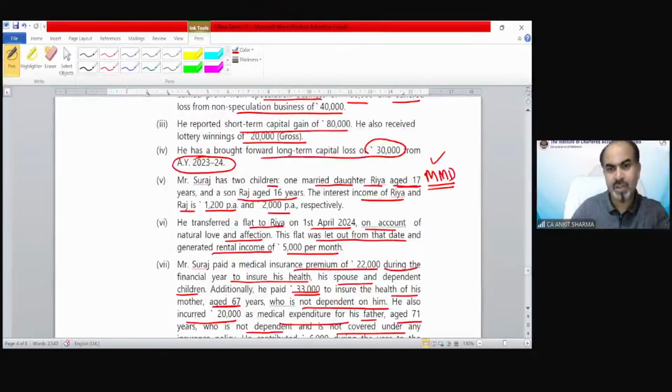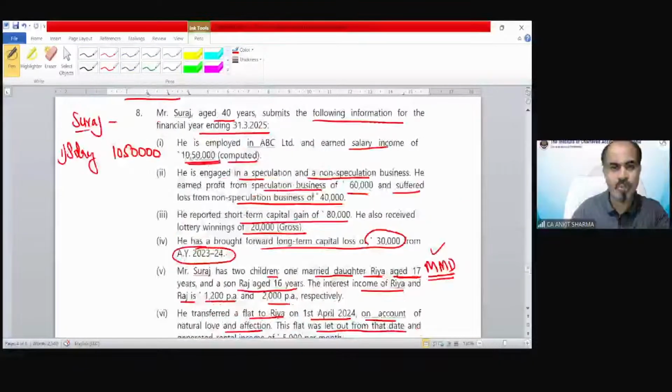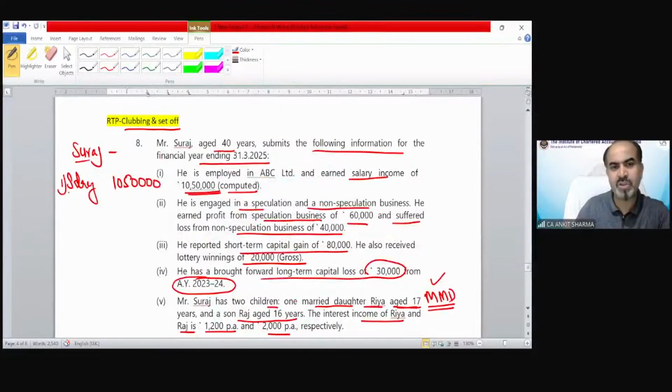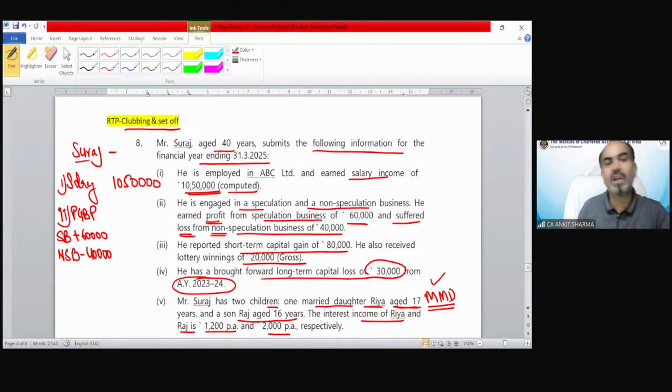Or we can solve this question over here also because there is not much capital gain or loss set-off provision. So salary income is over here. Now in case of PGBP income, you can see a speculation business profit is 60,000 and a loss from non-speculation business, that means normal business. We can write it down, non-speculation business, 40,000. Now my question is this: can we set off the loss of non-speculative business from speculative business? Student, yes or no?